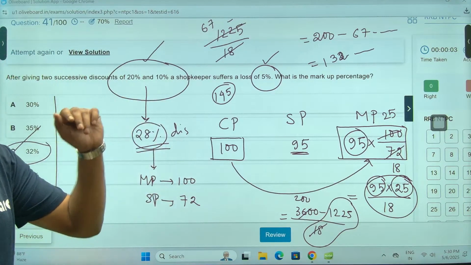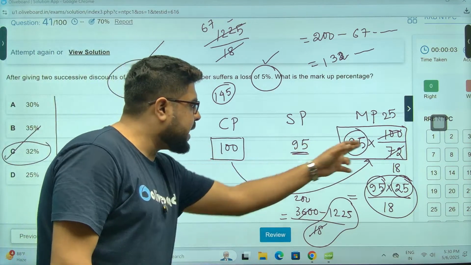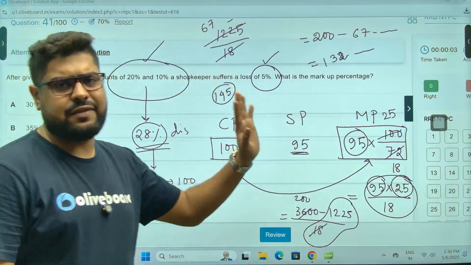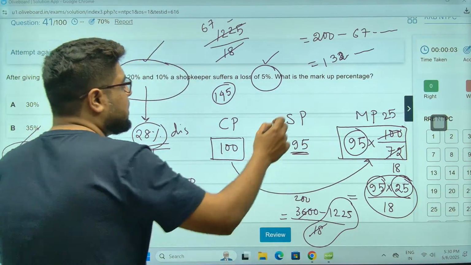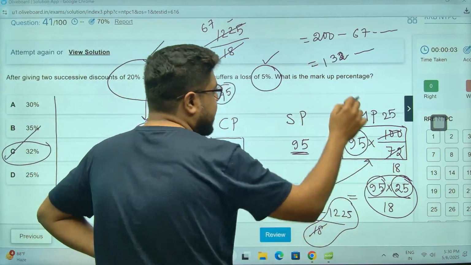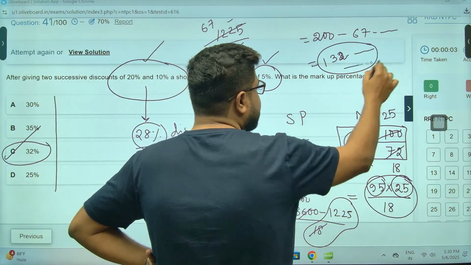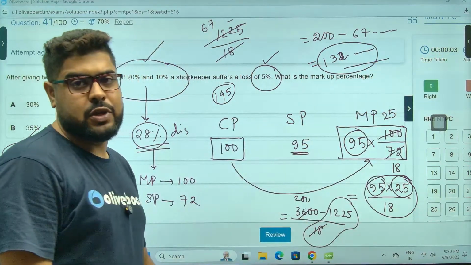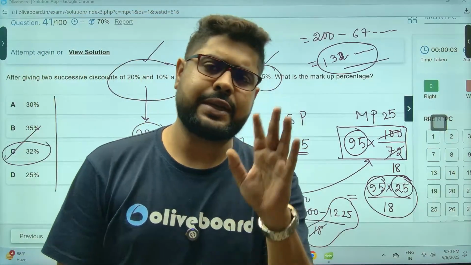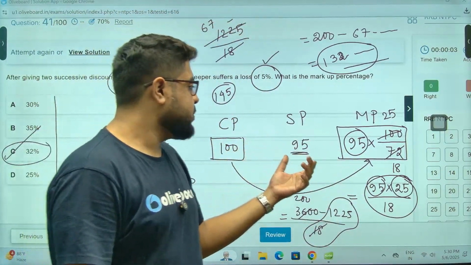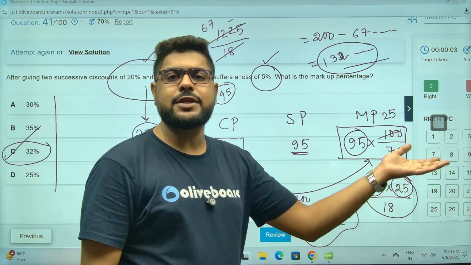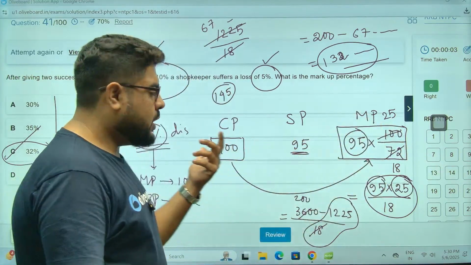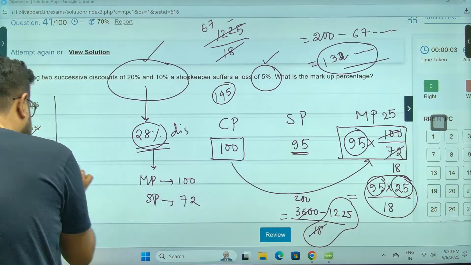Please understand how I did it. 100 rupees became this much. The calculation was very, very bad. I don't know whoever has given this, any value they have put. I just did the calculation and it came out to be 132 point something percentage, very close to 132. So that means 100 rupees became this much. Markup is what? That 32 rupees. So that is how I got this answer.